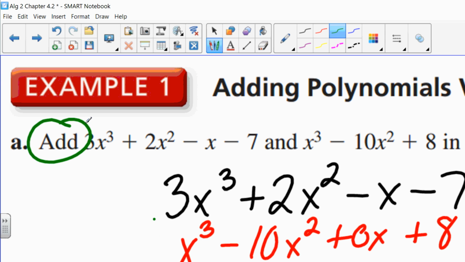Then we're going to add our like terms. 3x cubed plus x cubed is 4x cubed. 2x squared plus negative 10x squared is negative 8x squared. Negative x, because negative x plus 0x would just be negative x. And lastly, negative 7 plus 8 is plus 1. That's it.